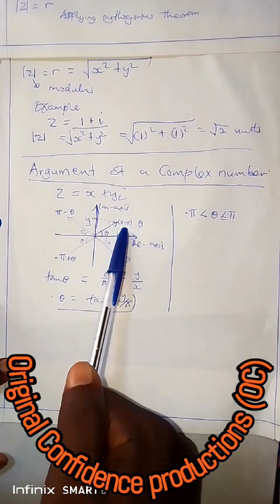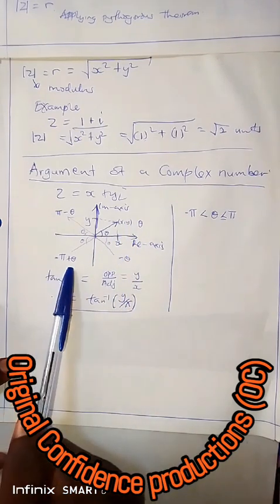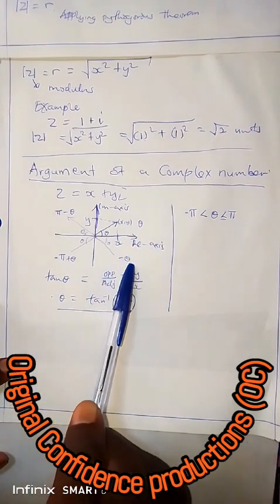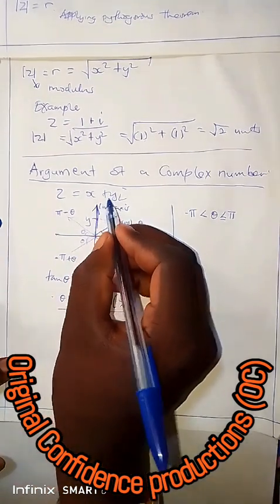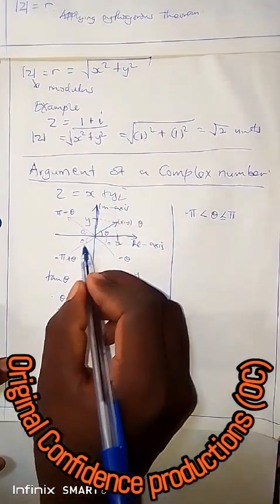So how do you do? When you are in this one, you add. When you are in this one, you subtract. Whether the imaginary part is negative, we don't mind the negative. The negative just tells you where the complex number is.